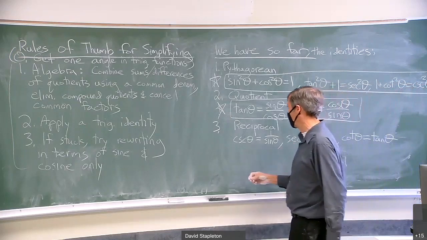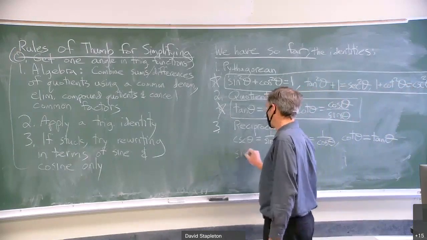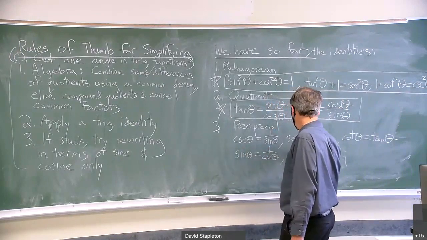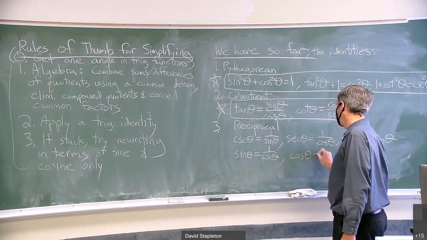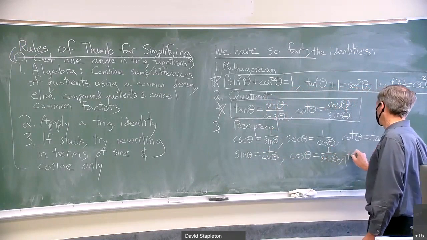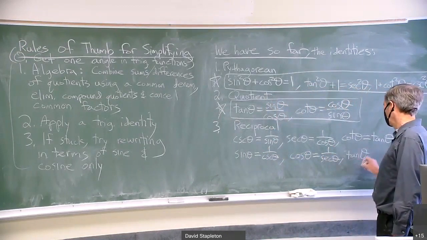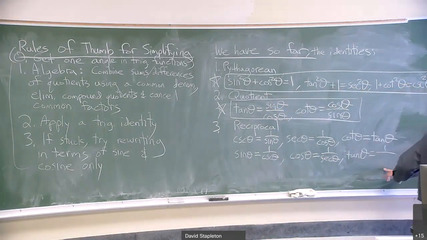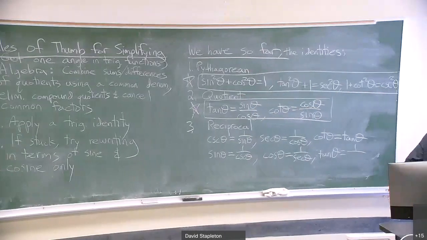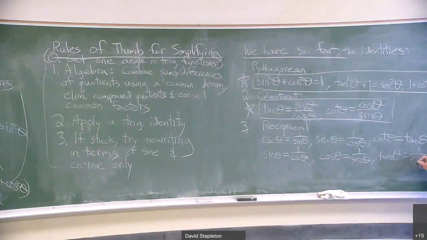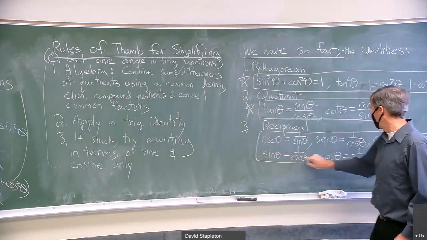And if 2 numbers are reciprocals, they're reciprocals of each other. So it's also true, where everything's defined, that sine theta is 1 over cosecant theta, that cosine is 1 over secant, and tangent is 1 over cotangent. Yeah, 1 over cotangent. There are the 6 reciprocal identities.